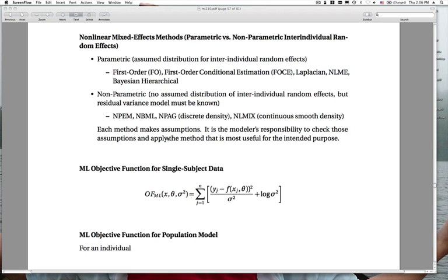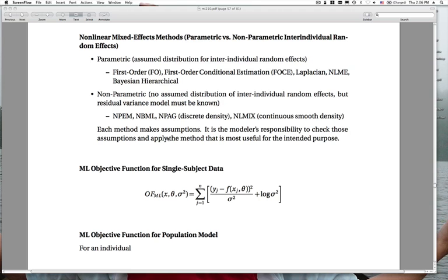In the parametric methods, there's an assumed distribution for the inter-individual random effects, and we've been discussing that, assuming parametric methods from the start of this lecture, where we've defined the inter-individual random effects by a normal distribution with a mean 0 and a variance omega squared. Well, this applies in all of the classic NONMEM methods, first order, FOCE, Laplacian, the NLME method in R and S+. Even Bayesian hierarchical models may make this assumption, as well as other tools.